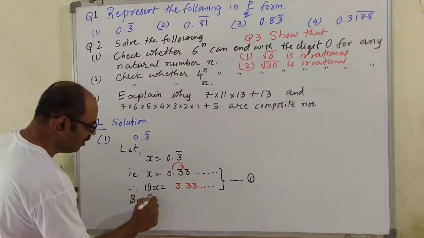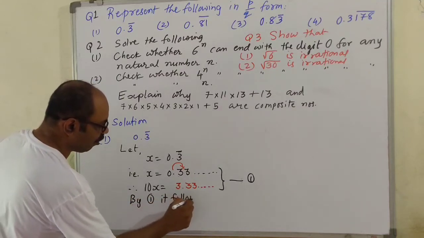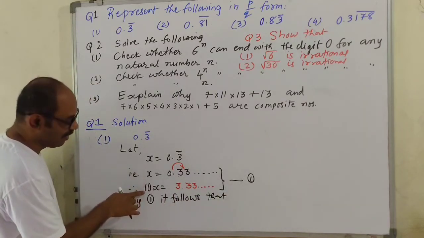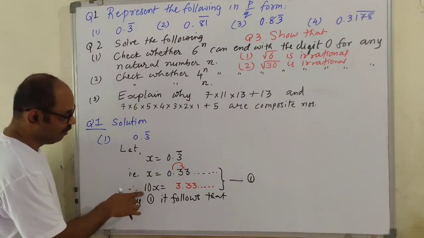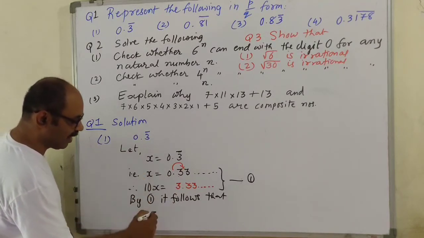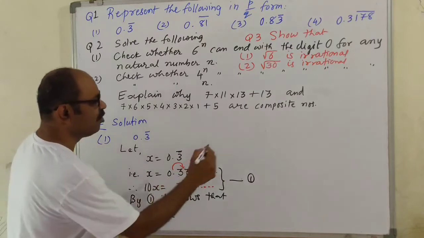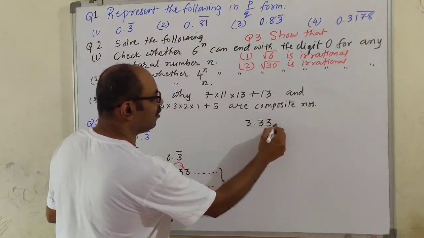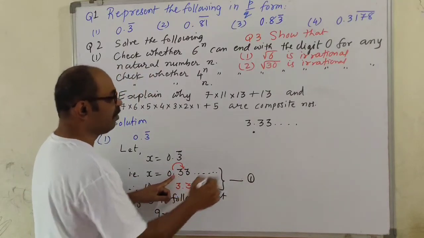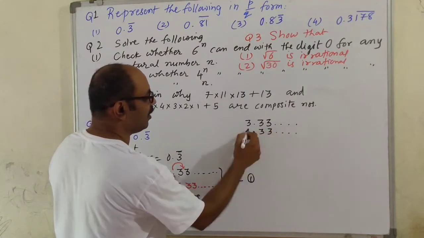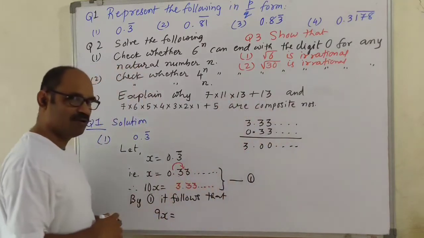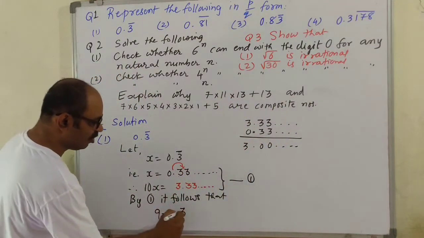By result 1, it follows that, look children, 10x minus 1x. I'm writing this. Euclid's property I'm using: left hand side minus left hand side is equal to right hand side minus right hand side. So 10x minus x, that is 9x, is equal to, here you may do it on the side, 3.33 dot dot dot, point below point, 3.333 and point below point, 3 point and 0. So that gives me 0.0 0 3. This will be dot dot dot and it will be zeros only. So that is 3. So 9x is equal to 3.